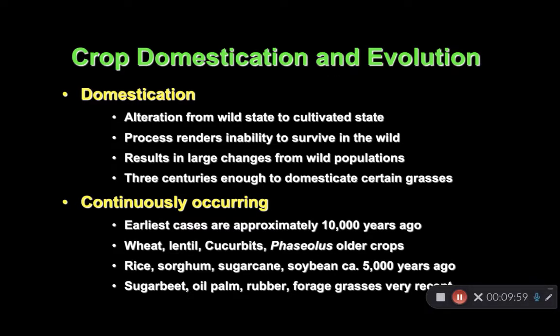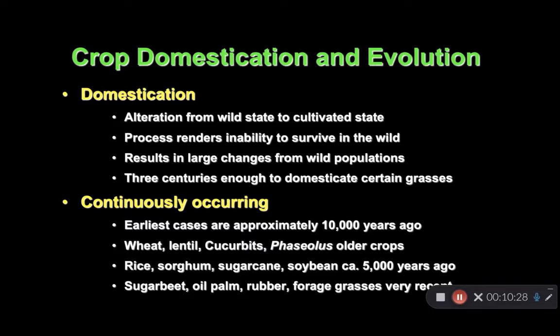It's interesting that there are examples of domestication that are quite short, and there are some examples, although these are not necessarily, these are hypotheses that are testable hypotheses, that some grasses may have been domesticated in a shorter period of time as just several hundred years. And I do think it's entirely possible that a period of time like that could be enough to domesticate certain plants.